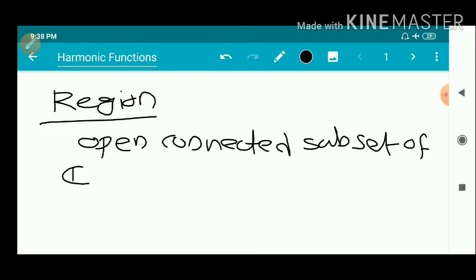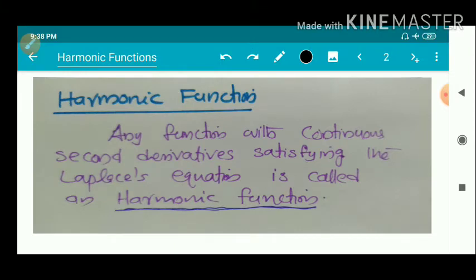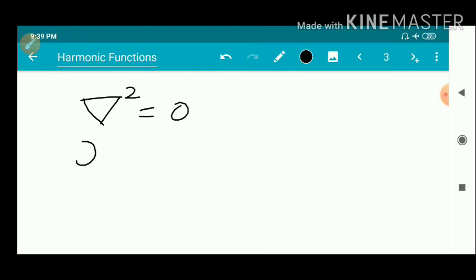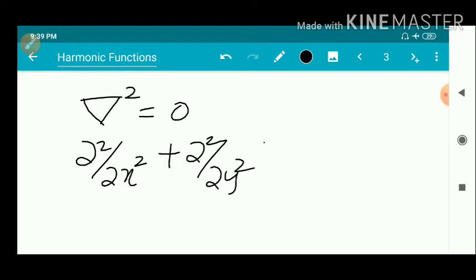So next we have a definition. Harmonic function. Any function with continuous second derivatives satisfying the Laplace equation is called a harmonic function. That is, any function which has continuous second derivatives and also satisfies the Laplace equation. What is a Laplace equation? Laplace equation means del square equal to 0. Del square means ∂²/∂x² plus ∂²/∂y² equal to 0.